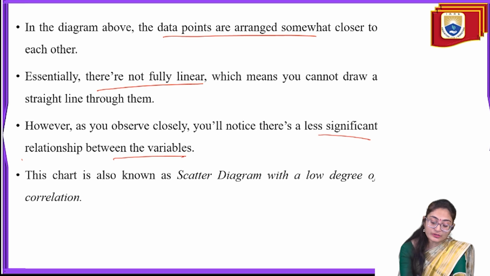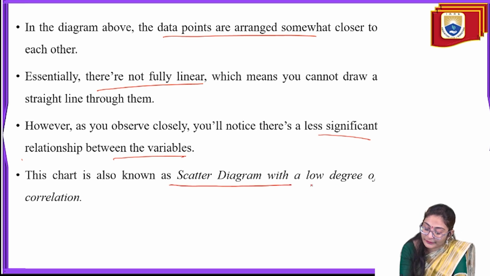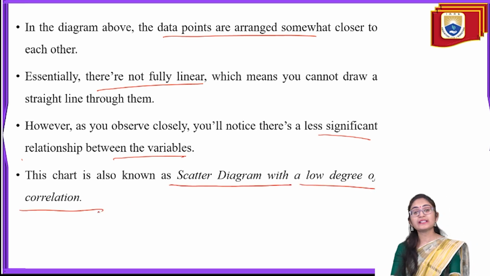three variables. This chart is also known as the scatter diagram with a low degree of correlation. And strong correlation was showing the high degree of correlation.